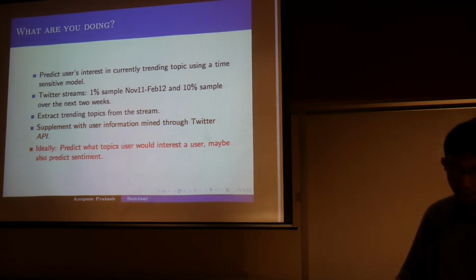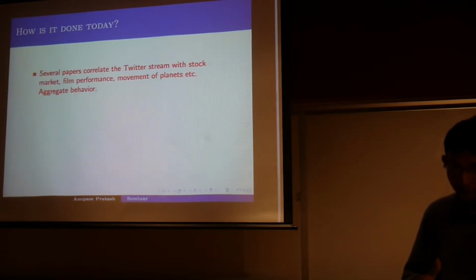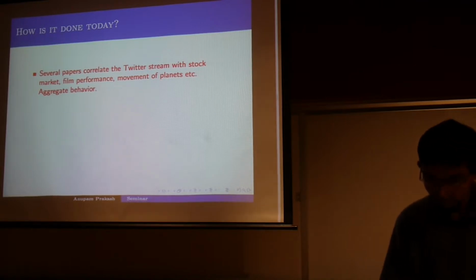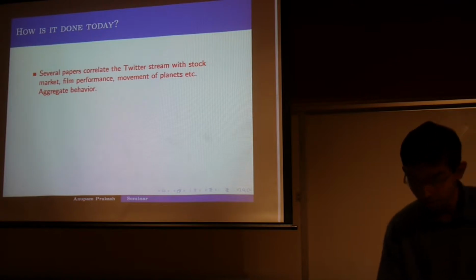And then ideally try to predict what topics would interest a user, and also maybe sentiment, whether it will be positively or negatively influenced by it. So let's look at previous work relating to Twitter. You have several papers which try to correlate the aggregate sentiment on Twitter with anything like the stock market or the performance of a film, or approximately any topic on Earth. So all these things look at the aggregate behavior. We would like to do something more, maybe look at individual user behavior.